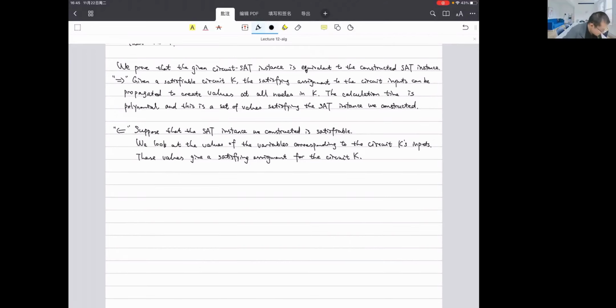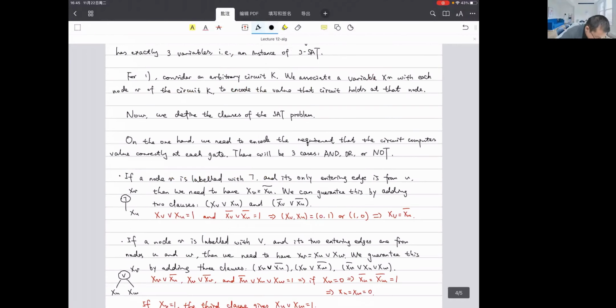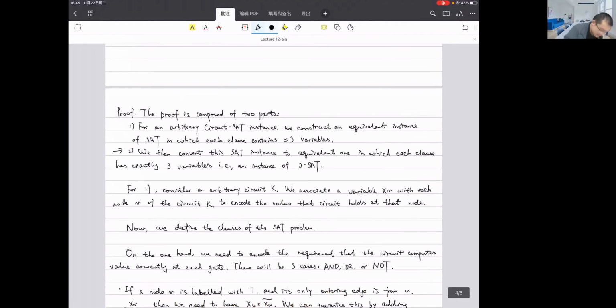Okay, so the last thing that we need to do here is to prove the second part. Here we have already transferred a circuit SAT problem, which is probably what we are less familiar with, to a SAT problem. Basically, we have clauses and variables, but inside each clause, the number of variables is at most 3. This is slightly different from the normal definition of 3-SAT where we require that each clause has exactly 3 variables.